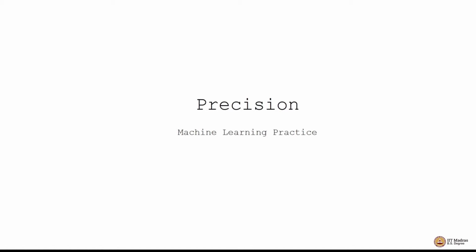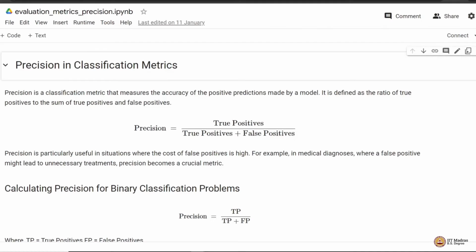Hello everyone, in this video we are going to have a look at another evaluation metric, which is precision. Precision is defined as the ratio of true positives to the sum of true positives plus false positives. This is very useful because if there is a high number of false positives, we are going to end up getting a low value of precision.